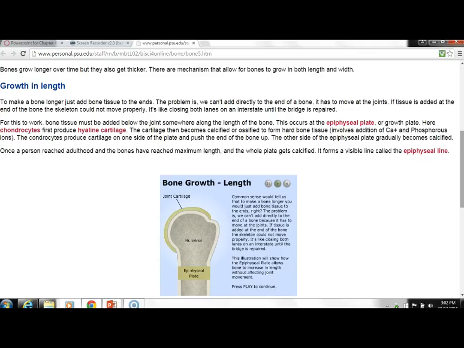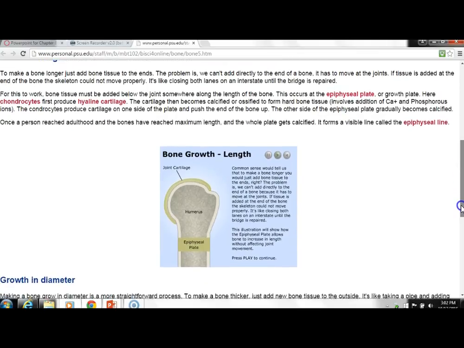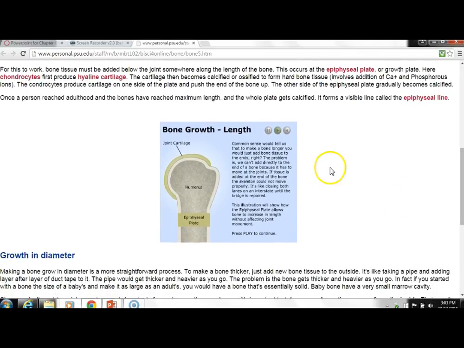Here, chondrocytes first produce hyaline cartilage. The cartilage then becomes calcified or ossified to form hard bone tissue, involving the addition of calcium and phosphorus ions. The chondrocytes produce cartilage on one side of the plate and push the end of the bone up. The other side of the epiphyseal plate gradually becomes calcified. Once a person reaches adulthood and the bones have reached their maximum length, the whole plate gets calcified. It forms an invisible line called the epiphyseal line. Common sense would tell us to make a bone longer, you just add bone tissue to the ends. The problem is we can't because of the joints.